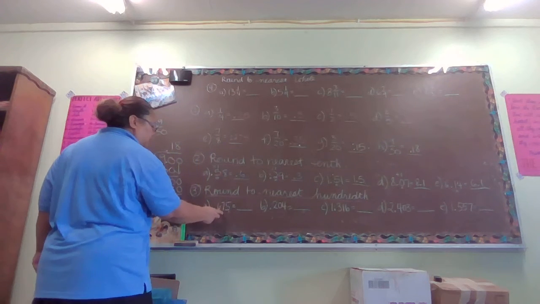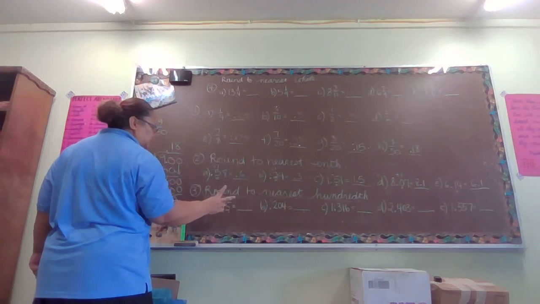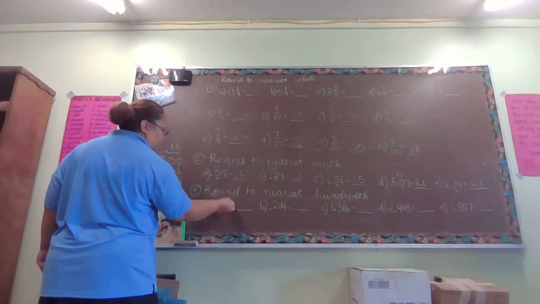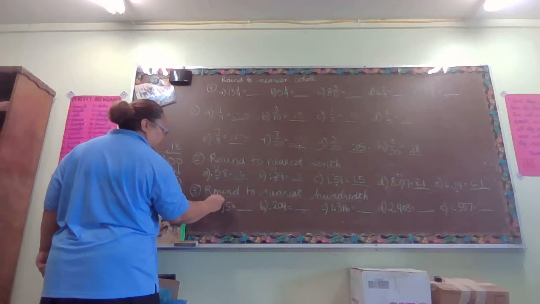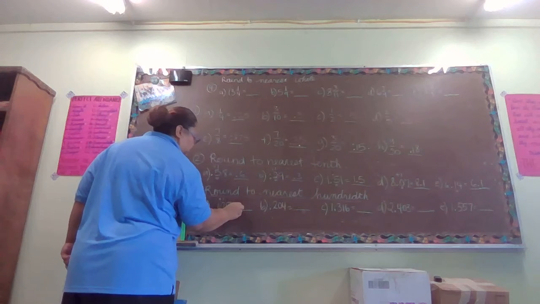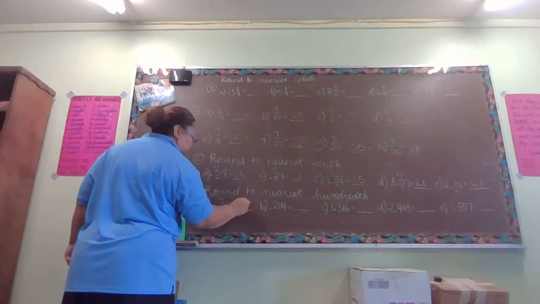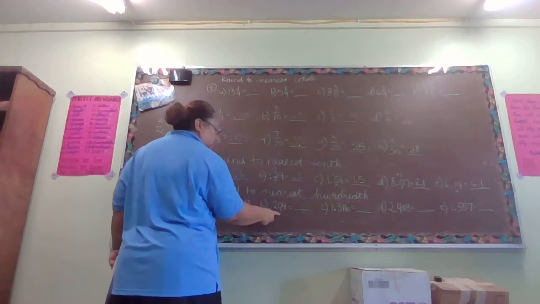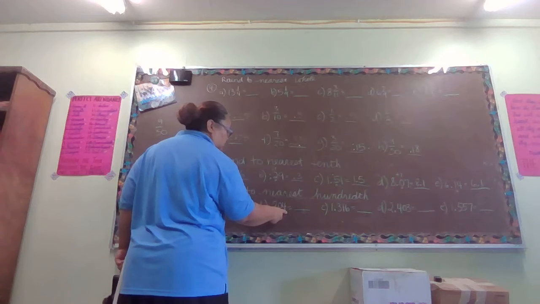Then we have nearest hundredth. Ones, tens, hundredths. The hundredths is the second decimal place. So it's the 7. Look at 5. 5 to 9, add 1. So the answer is 0.68. Nothing follows. Here, second digit, look at 4. Do not add.